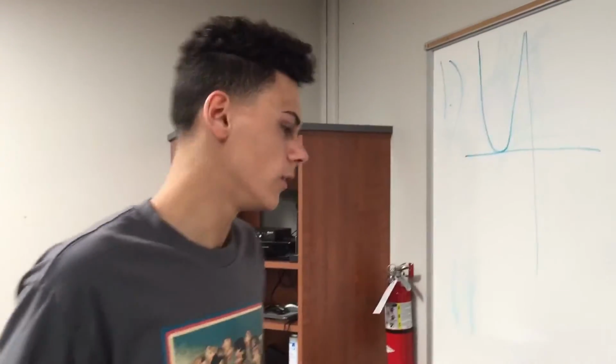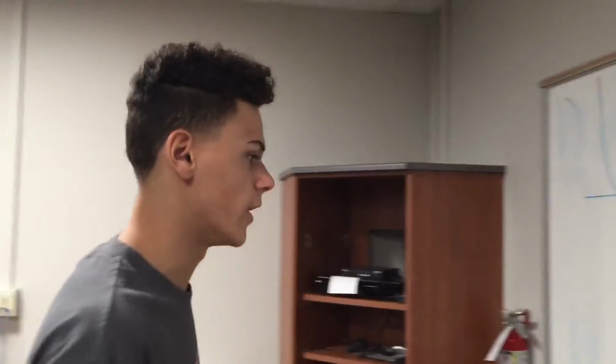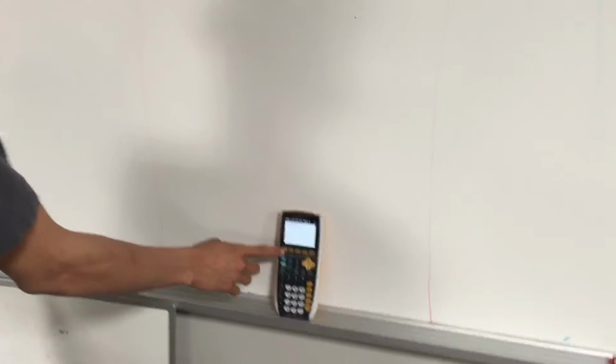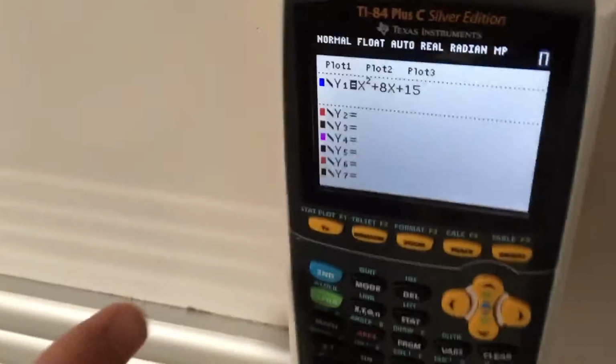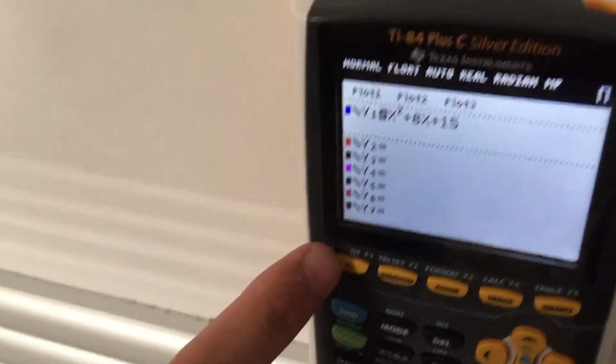Okay, so the first step when graphing your parabola is, of course, to graph it. You want to come to your calculator and go to your y equals. You want to put the function into the y equals, so we've already done that. Then you want to come over here and hit graph.